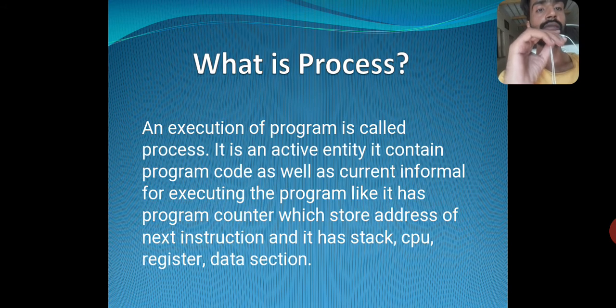What is a process? An execution of a program is called a process. It is an active entity and contains program code as well as current information for executing the program. It has a program counter which stores the address of the next instruction, and it has a stack, CPU registers, and a data section.